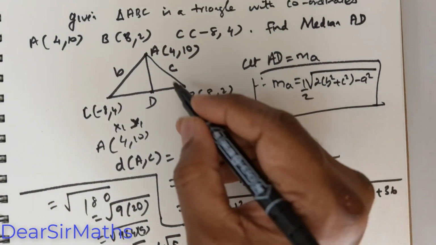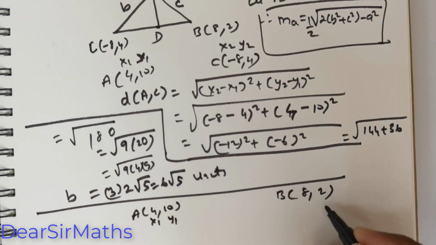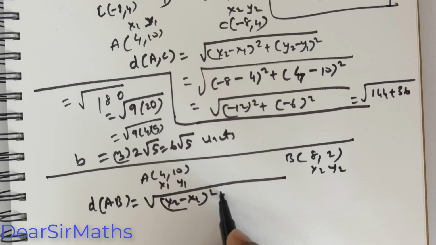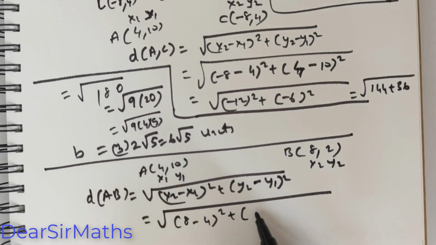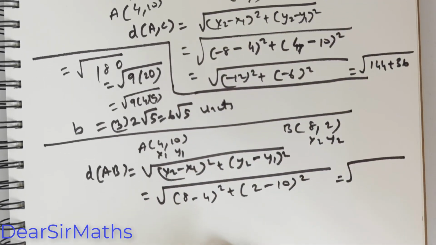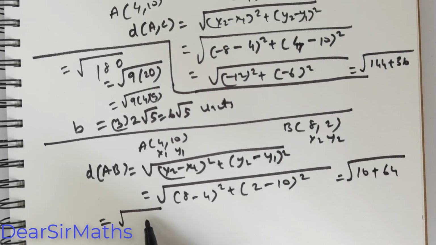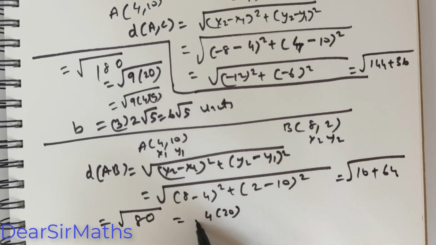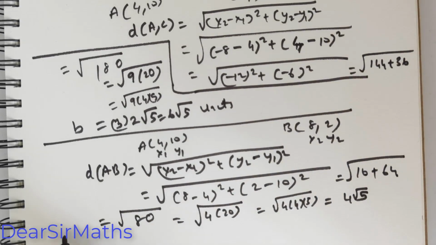Now let me calculate c. A is (4, 10) and B is (8, 2). I'm going to take these as x1, y1, x2, y2, and the distance between A and B is the root of (x2 minus x1) whole squared plus (y2 minus y1) whole squared. That is the root of (8 minus 4) squared, 4 squared is 16, plus (2 minus 10), negative 8, 8 squared is 64. So this is the root of 16 plus 64, which is 80. 80 can be written as 4 times 20, and 20 as 4 times 5, and this is going to be 4 times root 5. This is my c.